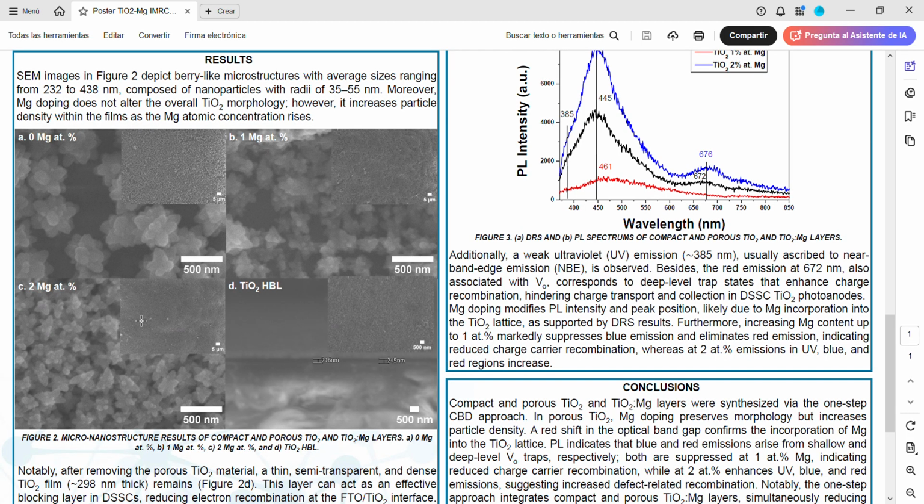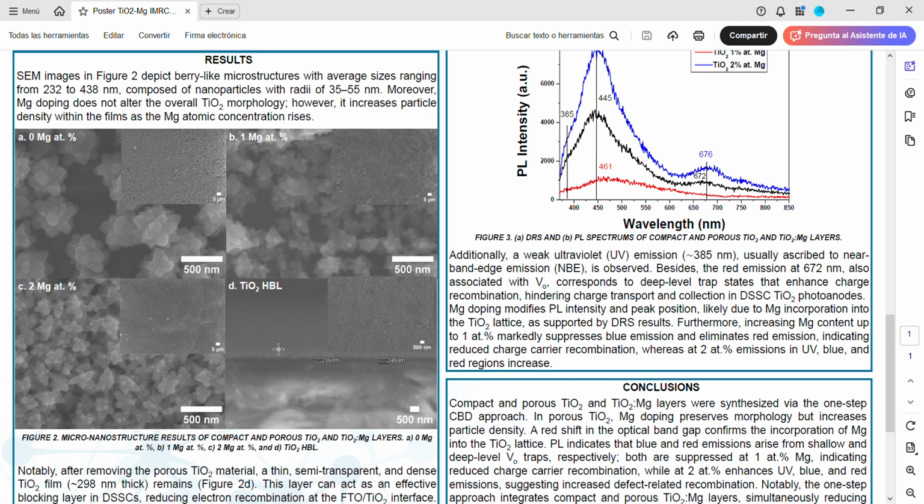On the other hand, scanning electron microscopy images in Figure 2 depict berry-like microstructures with average sizes ranging from 232 to 438 nanometers, composed of nanoparticles with radii of 35 to 55 nanometers. Moreover, magnesium doping does not alter the overall titanium dioxide morphology. However, it increases particle density within the films as the magnesium atomic concentration rises.